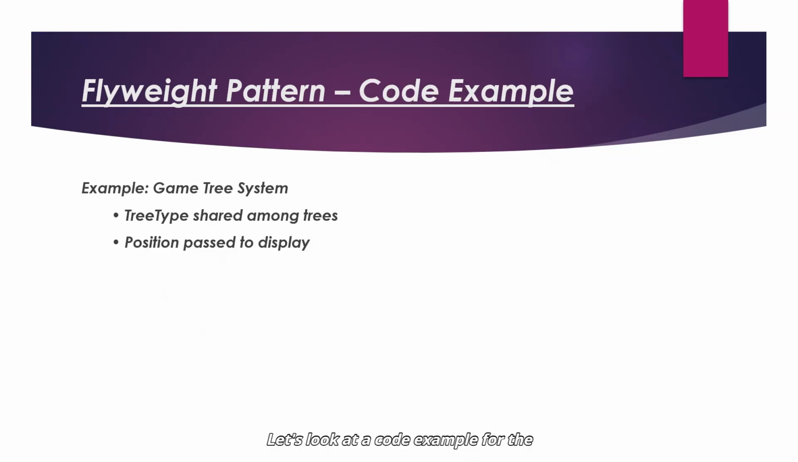Let's look at a code example for the flyweight pattern. Imagine a chess game where each piece, like a king, queen, or pawn, has certain shared properties like color and type. These shared properties would be managed by the flyweight factory class, which ensures that only one object exists for each unique combination of shared properties. The position of the pieces on the board is the extrinsic state, and it can be passed in dynamically when needed.